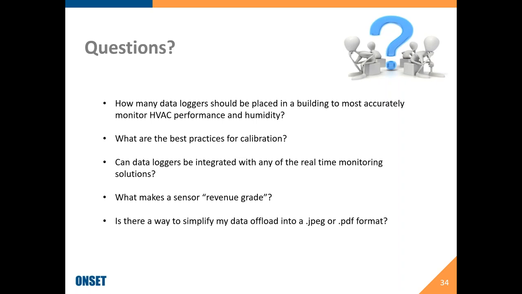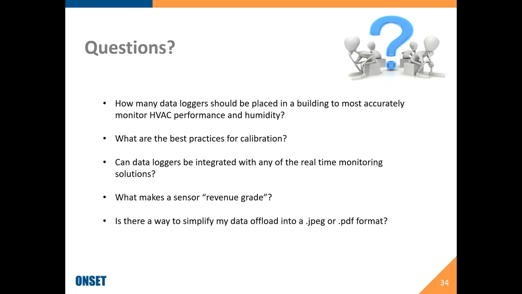That minute data, however, will reset when the logger is offloaded and the device is reconfigured. The temperature drift, however, can be unavoidable. If you're concerned about the sensor drift for your logger, please refer to the actual product manual for that specific logger for calibration instructions and/or contact technical support for assistance.